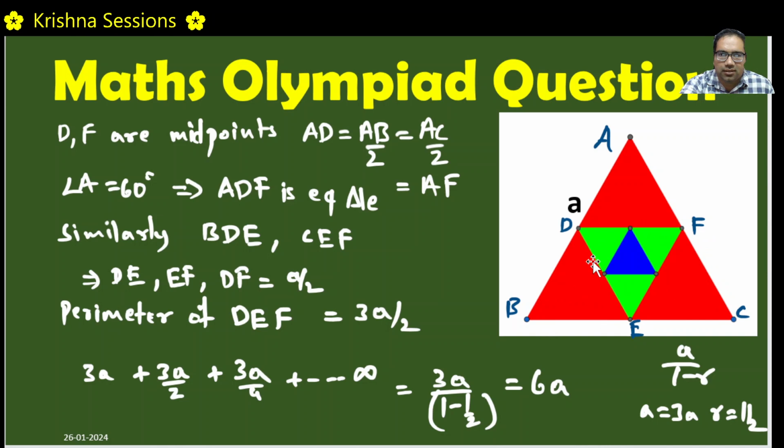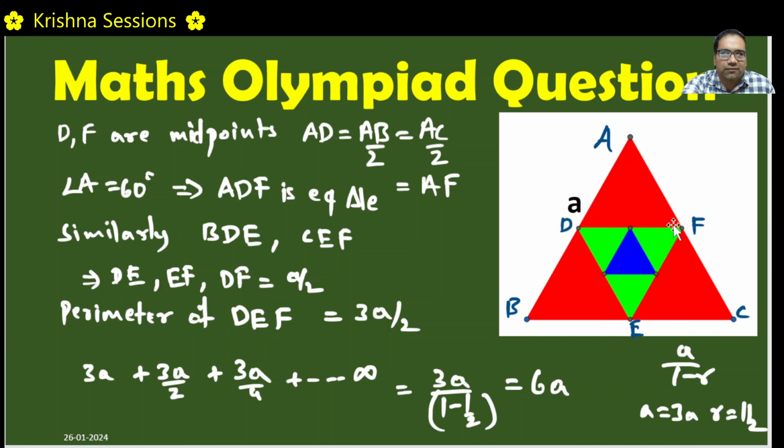What does that mean? This green one is sharing the sides, so the green one's each side is also A by 2. When the original triangle has sides A and midpoints are joined, the triangle created inside is also an equilateral triangle whose side is of length A by 2. So that's what we have written here. D and F are midpoints, so AD is equal to AB by 2. And finally, ADF is an equilateral triangle, and DEF is also an equilateral triangle, and the side is A by 2.